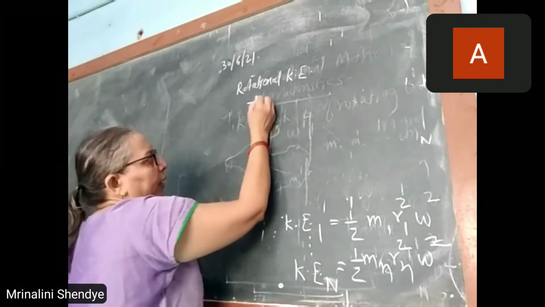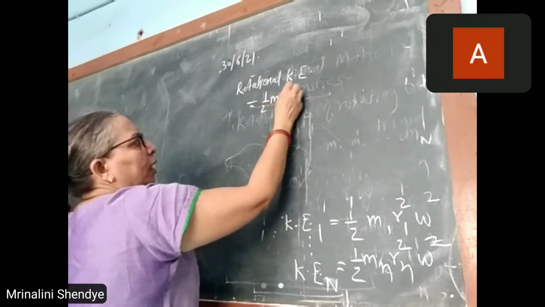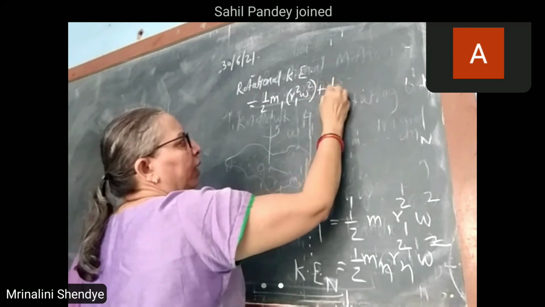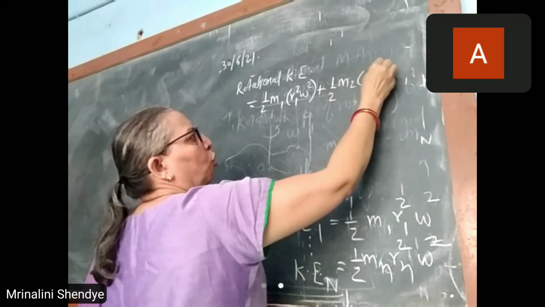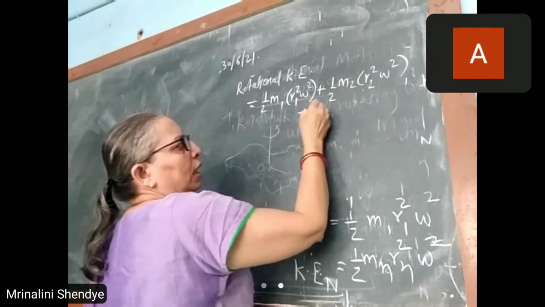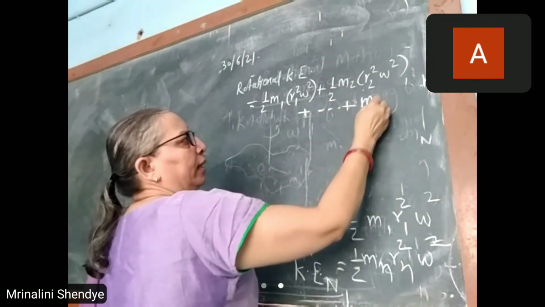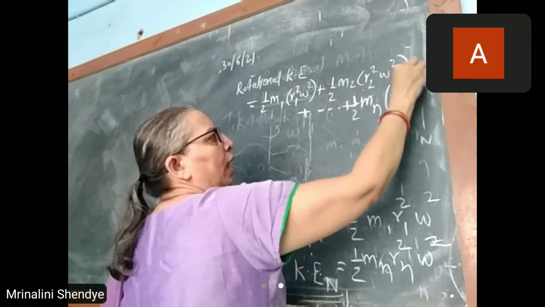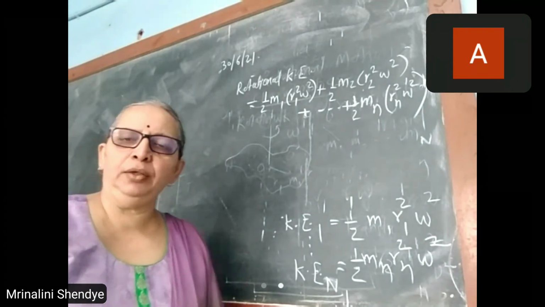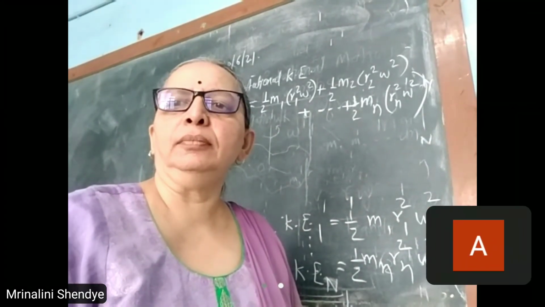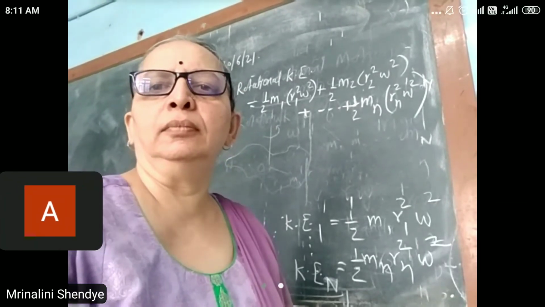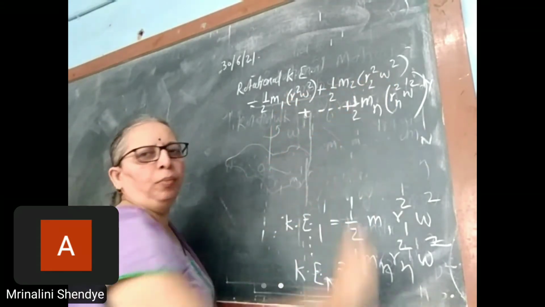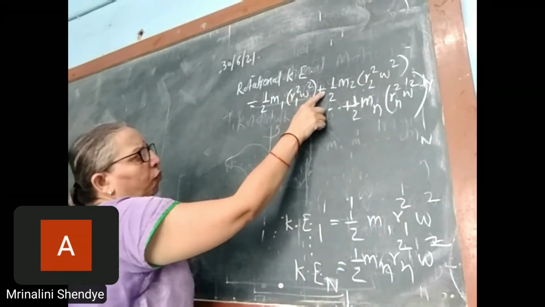So that will be half m1 r1 square omega square. For the second particle, half m2 r2 square omega square, up to the last particle mn, half mn rn square omega square. This expression you will get. And thus, making omega common, it is summation of all terms.